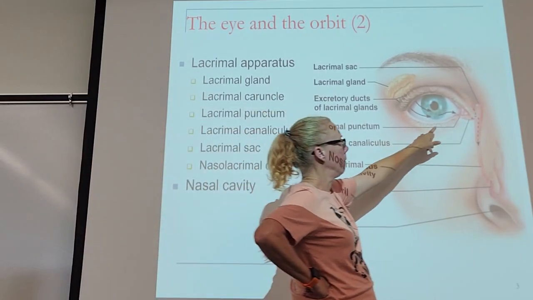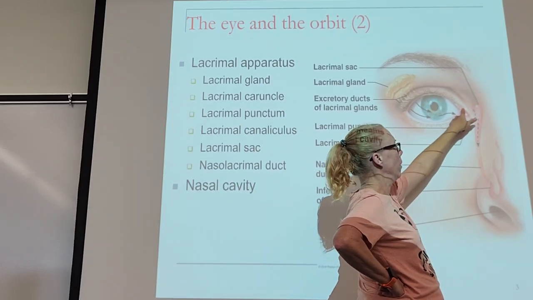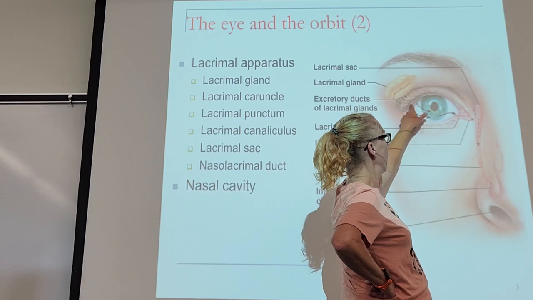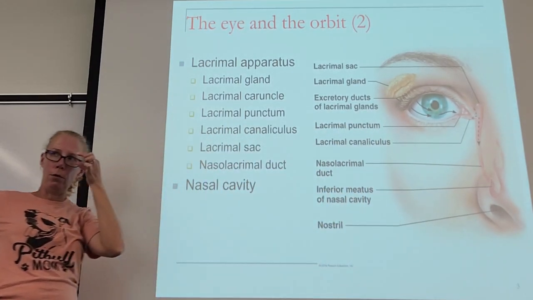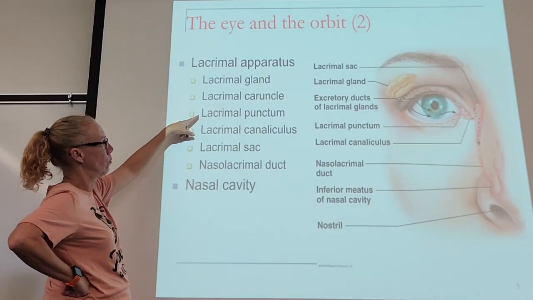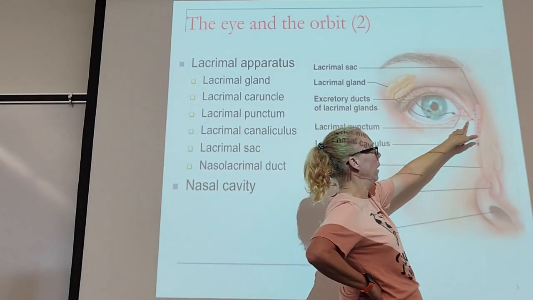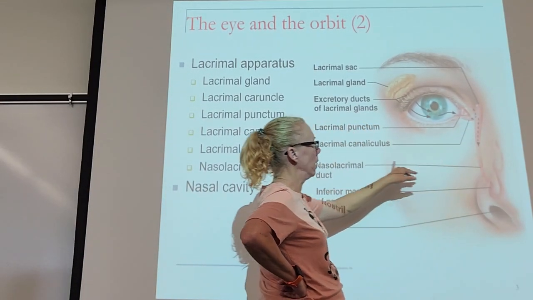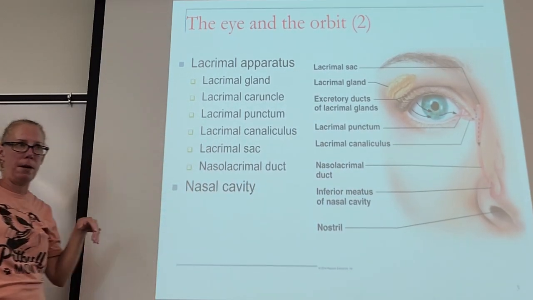Now a punctum is a hole, and you have one on the bottom and on the top of your medial canthus. So medially, you can see in the mirror, you have two holes. And those holes are where tears also drain. The punctum then connects to what's called a canaliculus on the top and the bottom. And then that canaliculus empties into the nasolacrimal duct.